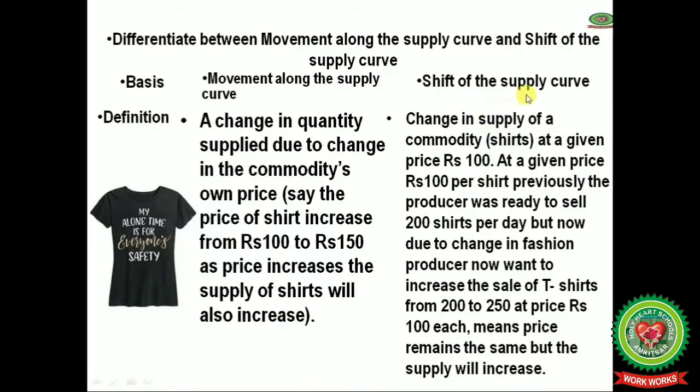Now next one is shift of the supply curve. Change in supply of a commodity, say shirts, at a given price rupees 100. At a given price rupees 100 per shirt, previously the producer was ready to sell 200 shirts per day. But now due to the change in fashion, producer now wants to increase the sale of shirts from 200 to 250 at price rupees 100 each. Means price remains the same but the supply will increase.